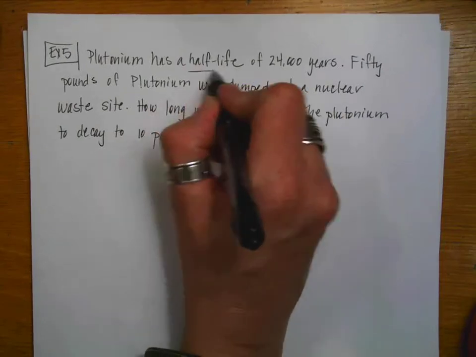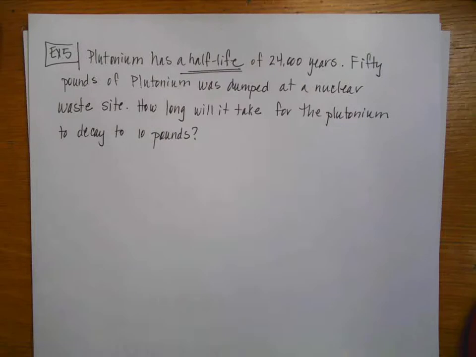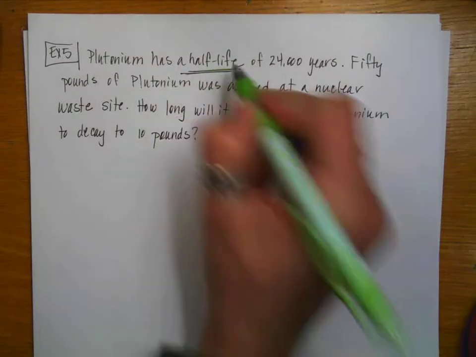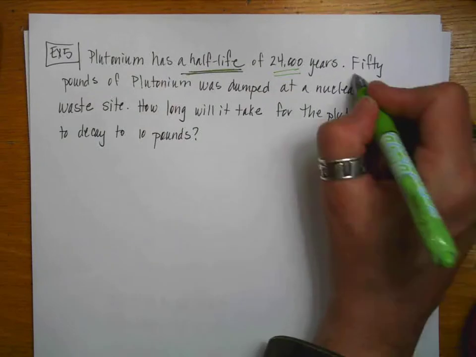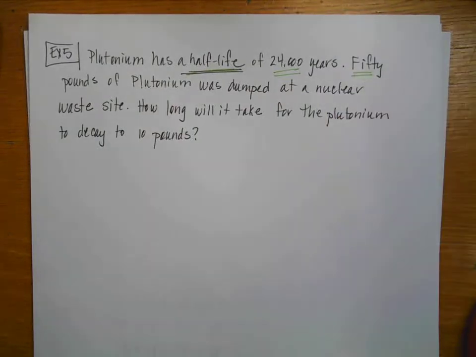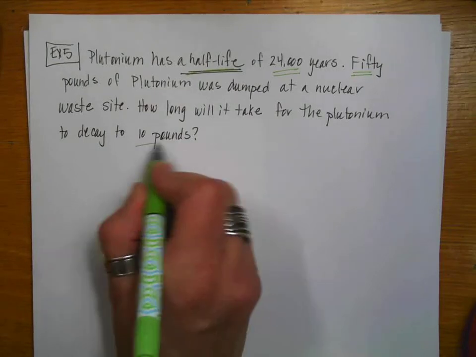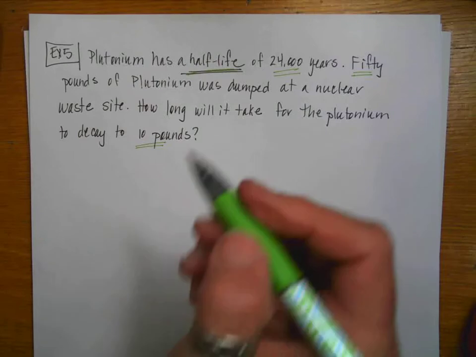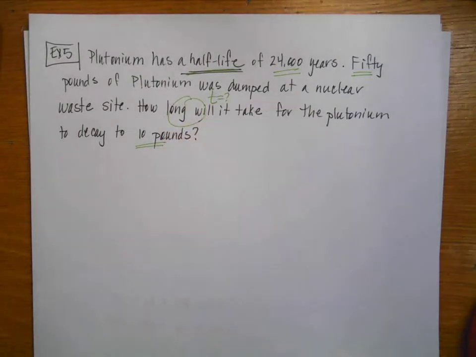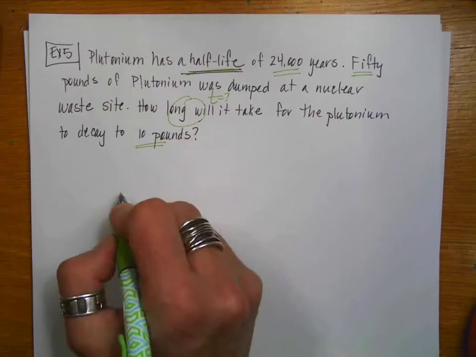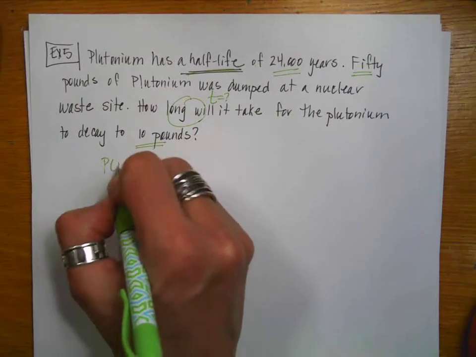All right, for our last example, we're going to talk about our plutonium. So plutonium has a half-life of 24,000 years. So underlining what's important, let's do it in a different color so you can see. Half-life, and we know that it's 24,000 years. 50 pounds of plutonium was dumped at a nuclear waste site. How long will it take for the plutonium to decay to 10 pounds? And we are looking to solve for time, okay?